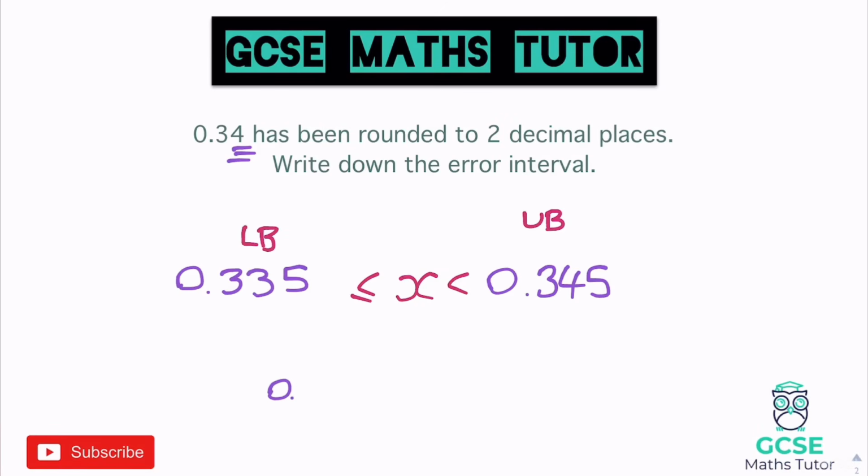So it's 0.335 and 0.345. Okay, and that's your final answer, and there's your error interval done. Let's have a look at one more.